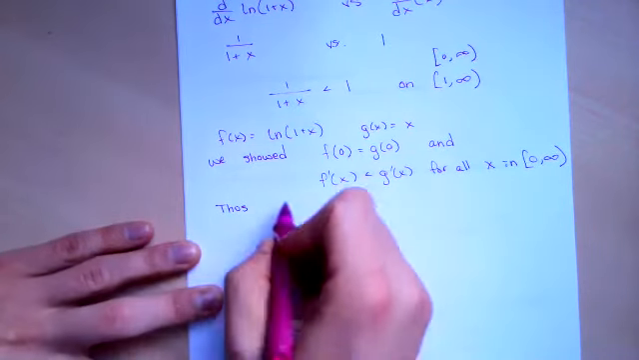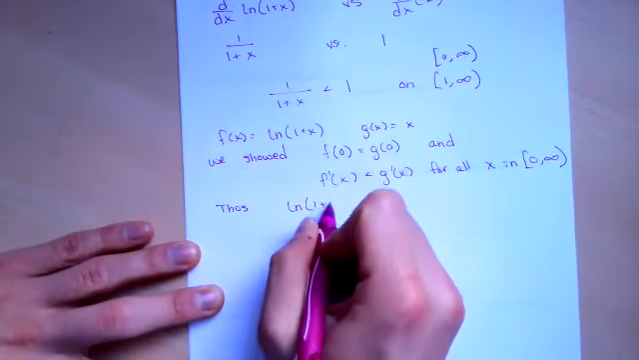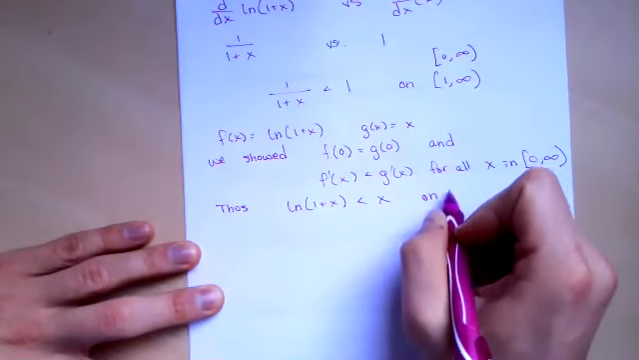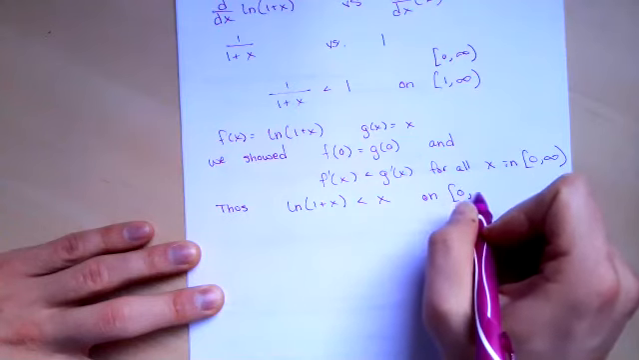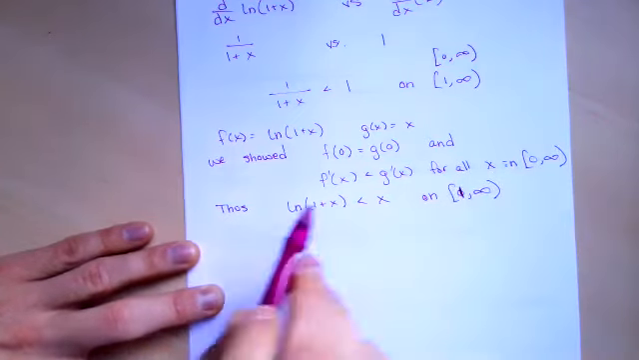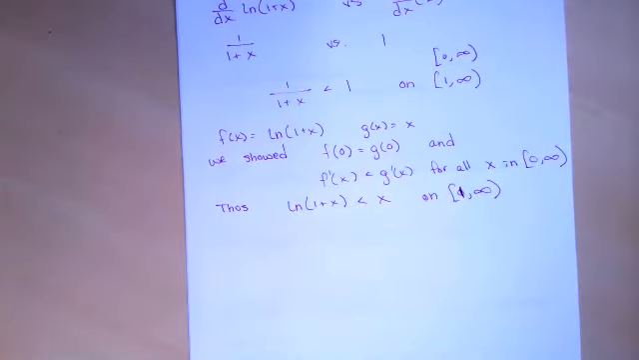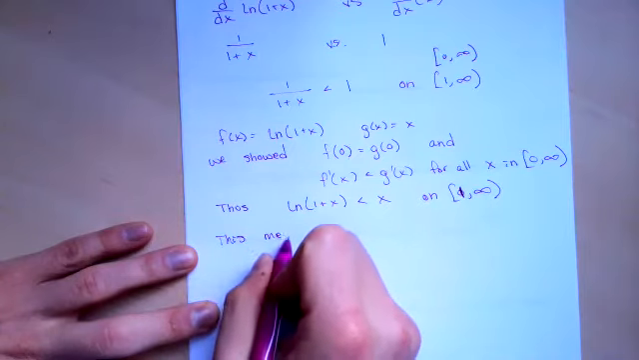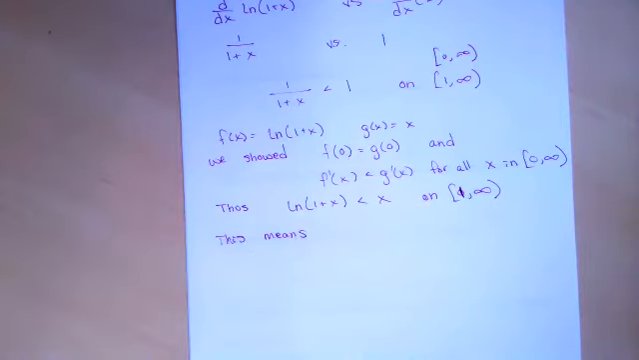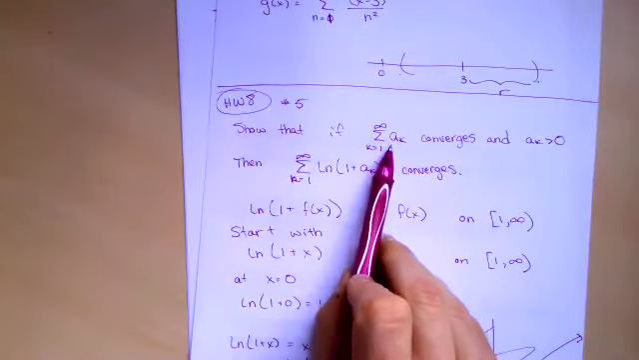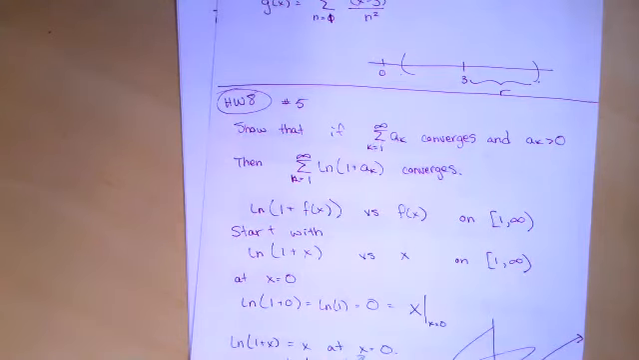Thus, natural log of 1 plus x is less than x on 0 to infinity. Or even, I guess we could say 1 to infinity to get this strictly less than. What does this mean? Let's go back to our original problem. We had a little bit more going on here. I had this sequence of numbers, and I know that I can at least add up all these sequence of numbers.